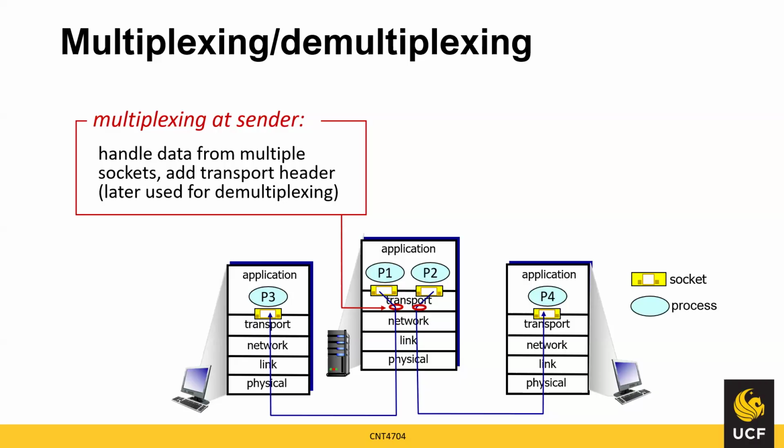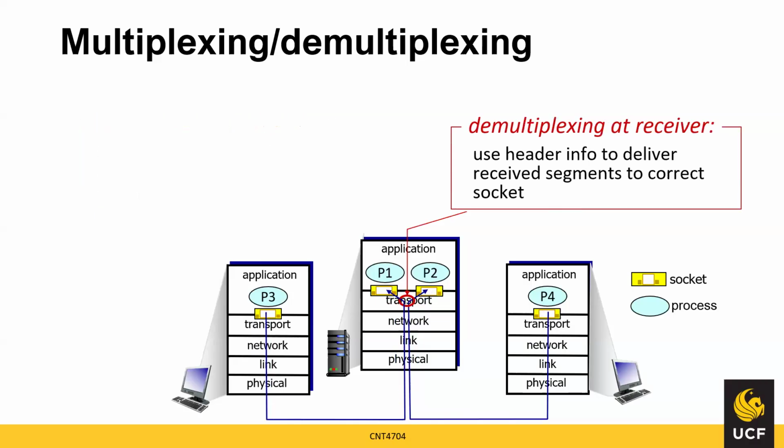On the sending side, processes P1 and P2 would send their own data to the sockets. The transport layer takes these separate data streams and multiplexes them. That means putting the data into segments and adding a transport header, which is needed for demultiplexing later.